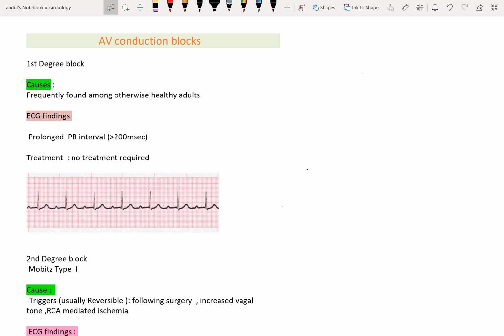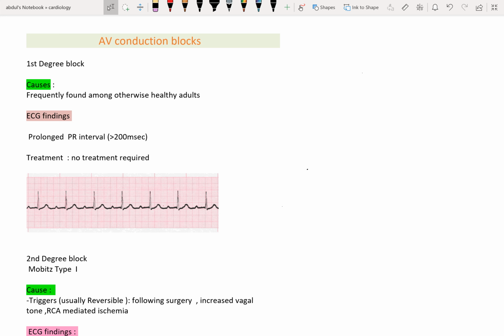So honestly speaking, I can't find any reason why this happens. But if you want general knowledge, and if you want to go deeper into it, you can search for it in the medical books, and there might be some causes that prolong the PR interval. But overall it's very normal.